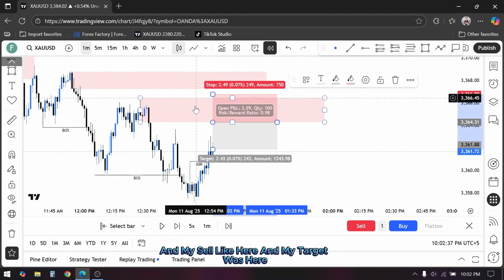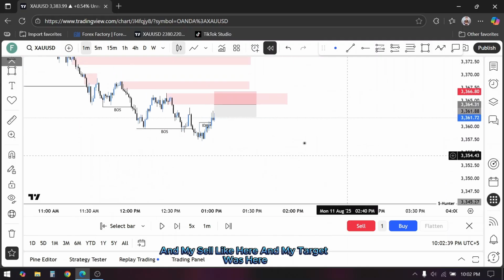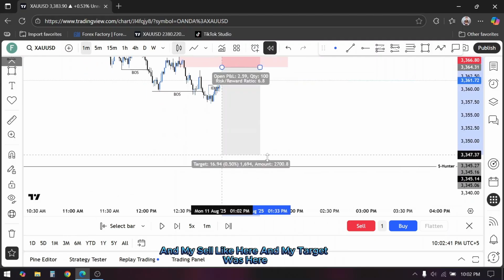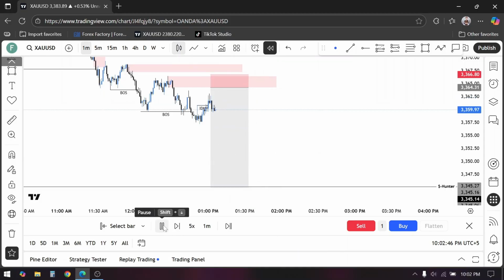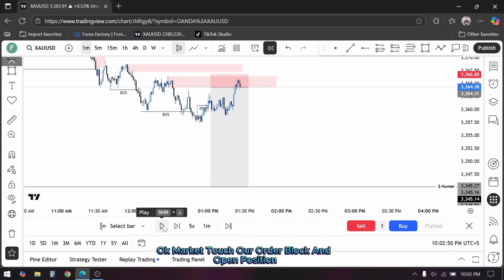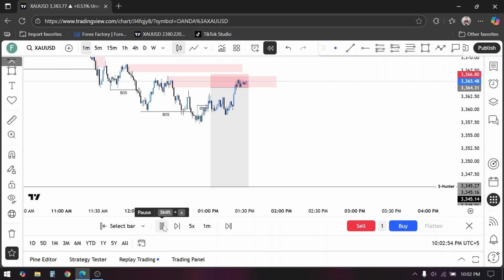And my sell like here, and my target was here. Let's see market touch or not. Okay, market touch our order block and open position.